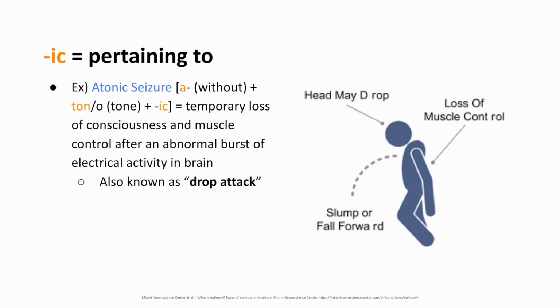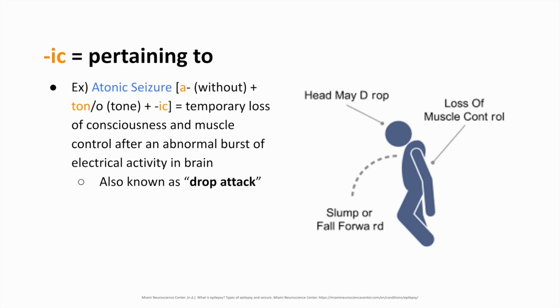The suffix -ic, you might have seen before. It's a suffix that means pertaining to something. So atonic seizure: a means without, tono we covered before means tone, and the suffix -ic, pertaining to, and seizure is when, I think you guys probably know what a seizure is.